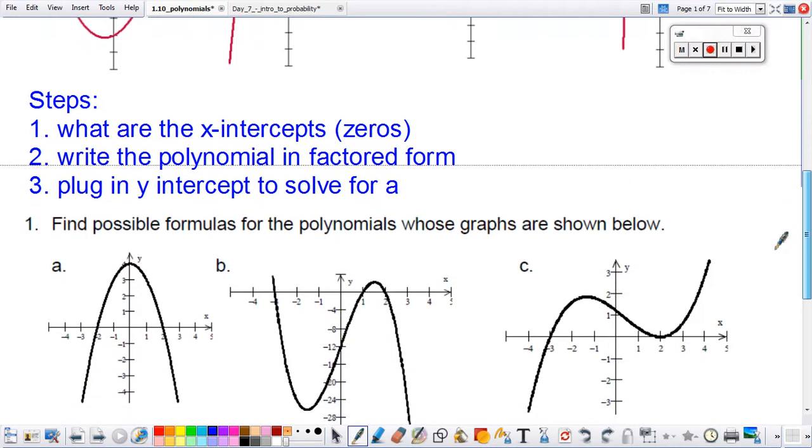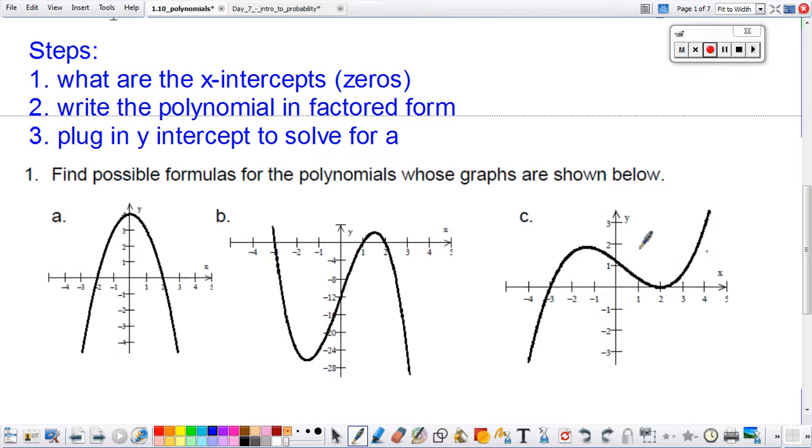So now for number 1, A, B, and C, we're going to follow these 3 steps every time. Please write these 3 steps down. You're expected to know them and know what they are and how to do them for your test next week.